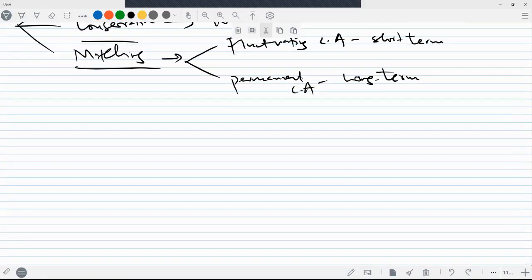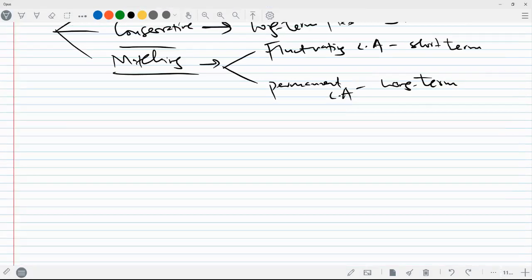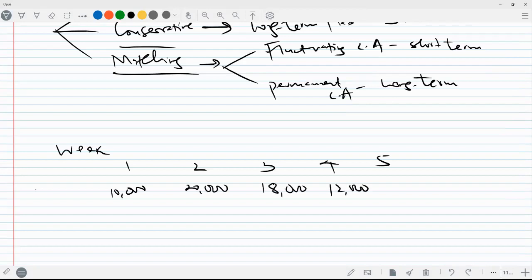Anyway, just to give an example on how to make that distinction between the fluctuating and the permanent. If for example the period is a week, we analyze the company's working capital investment each day. Assume that on day one it is 10,000, day two is 20,000, day three 18,000, day four 12,000, and day five 8,000. Don't forget, the permanent current asset is the minimum investment within that time period. In this case, 8,000. Therefore, the permanent current assets for the company are 8,000 throughout, because that is the minimum for that time period.